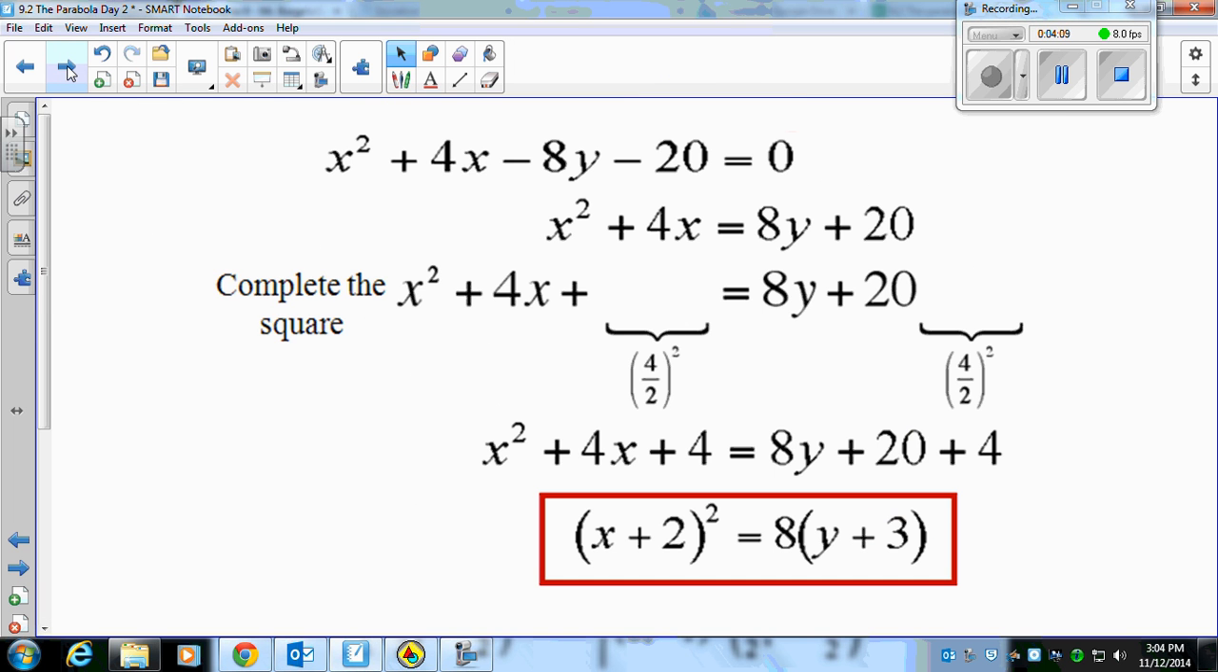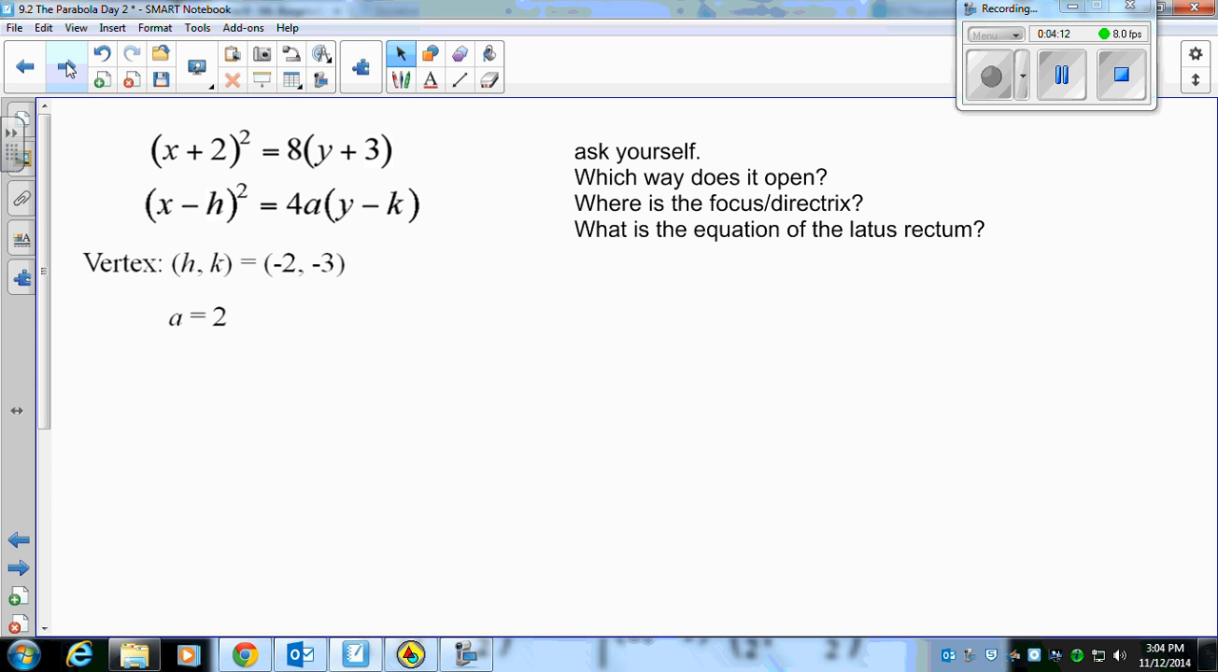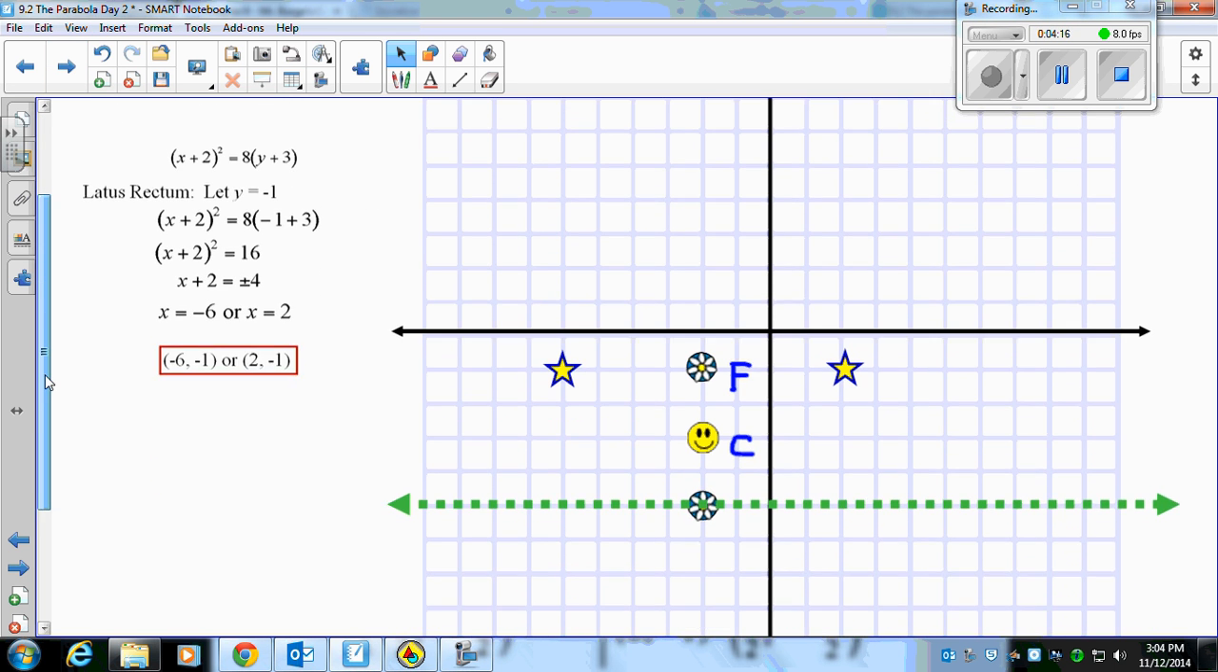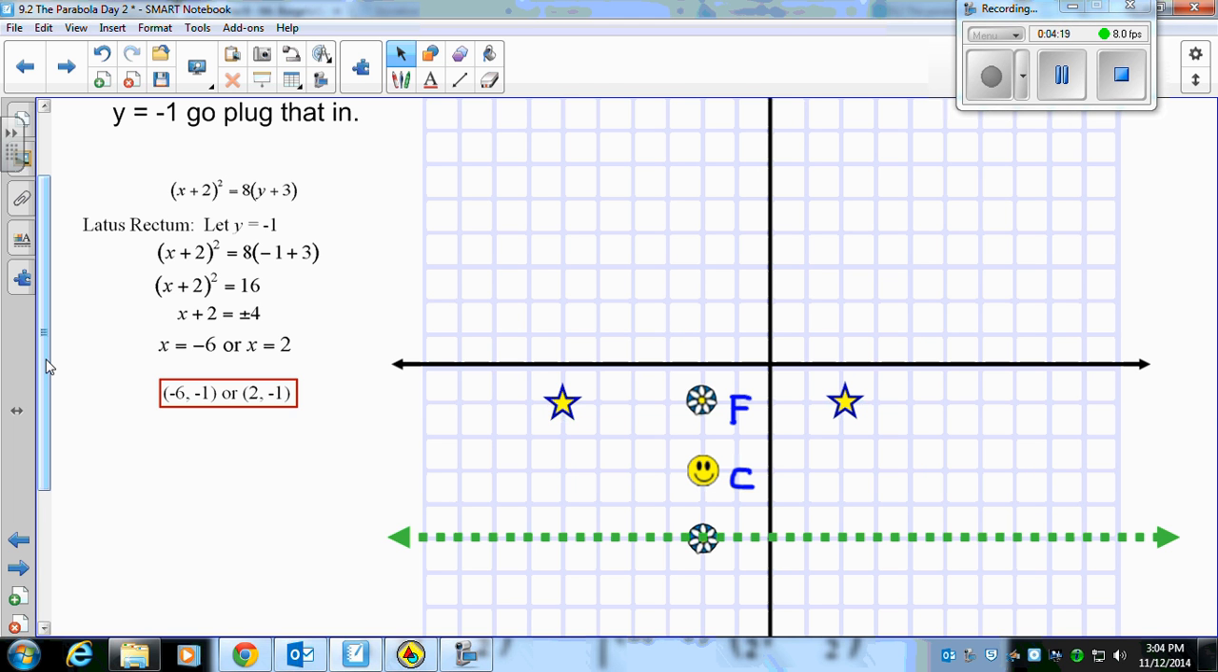Let's go ahead and move this to a graph. Here's how the book worked it out, and you see your a and your h and k. When you graph this, first graph the center point, negative 2, negative 3. There's my vertex. Because my x squared term is positive, I know it's concave up. That puts my focus above the vertex, and my directrix goes below.